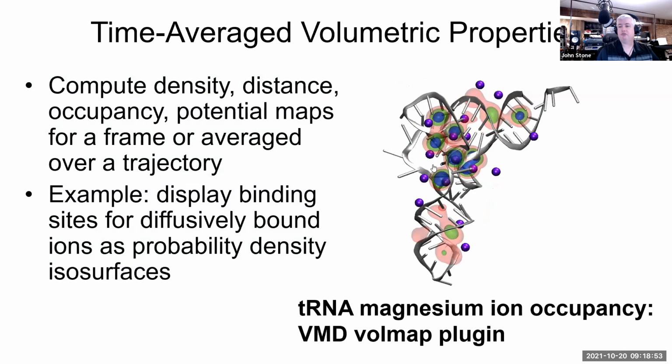Aside from doing your typical molecular calculations, another thing that VMD can do is calculate time varying properties in a volumetric map. So for example, this figure is showing time averaged spatial occupancy. So you can calculate probability density isosurfaces. This is showing the probability density for magnesium ions to occupy certain positions in space around this tRNA.